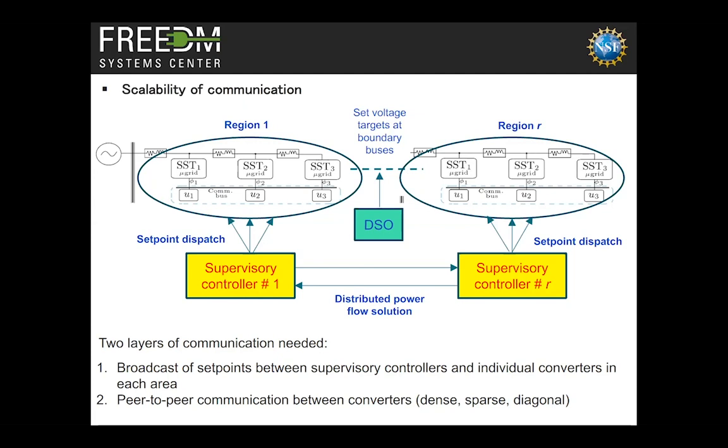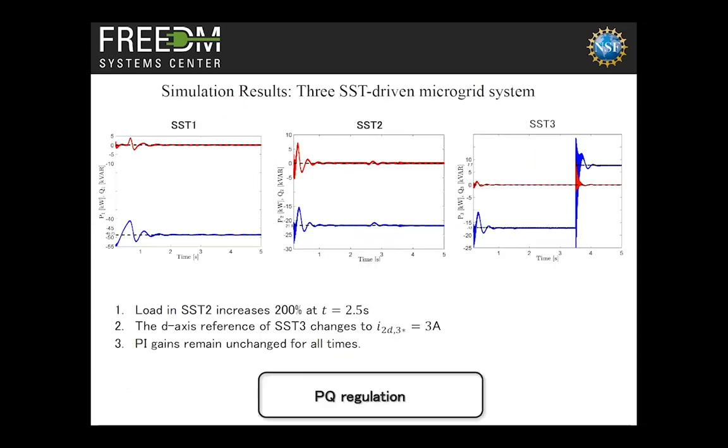So what they can do is specify the constraints on the voltages and the currents that you have at the boundaries of each of these regions, which now needs to be a constraint on top of the power flow which is being solved by the supervisors in a distributed way.